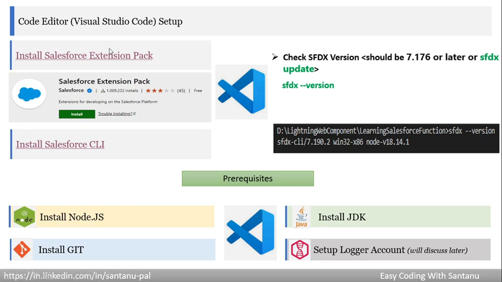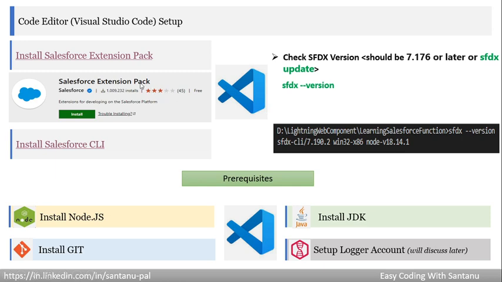And to use Salesforce Functions, we need to install some software or tools on our machine. If you want to use JavaScript to write the Salesforce function, we need to install Node.js. If we use Java, then we have to install the JDK. Obviously, we need to install Git. Why do we need it? We will discuss later. And at last, we will use any logger account where we can see the debug logs. That part we will discuss in the upcoming sessions.